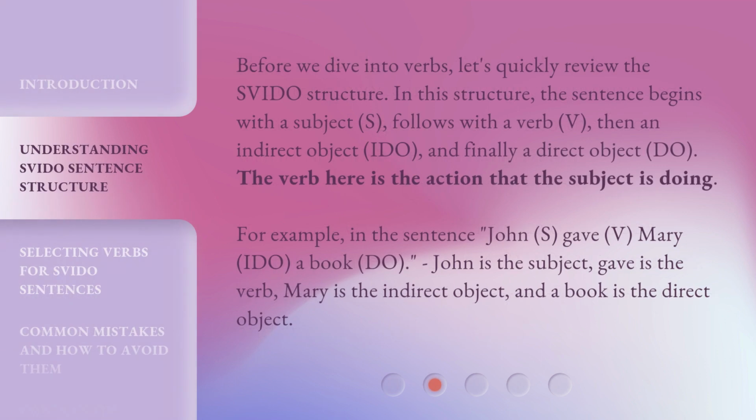Before we dive into verbs, let's quickly review the SVIDO structure. In this structure, the sentence begins with a subject, S, follows with a verb, V, then an indirect object, IDO, and finally a direct object, DO. The verb here is the action that the subject is doing. For example, in the sentence, John, S, gave, V, Mary, IDO, a book, DO. John is the subject, gave is the verb, Mary is the indirect object, and a book is the direct object.